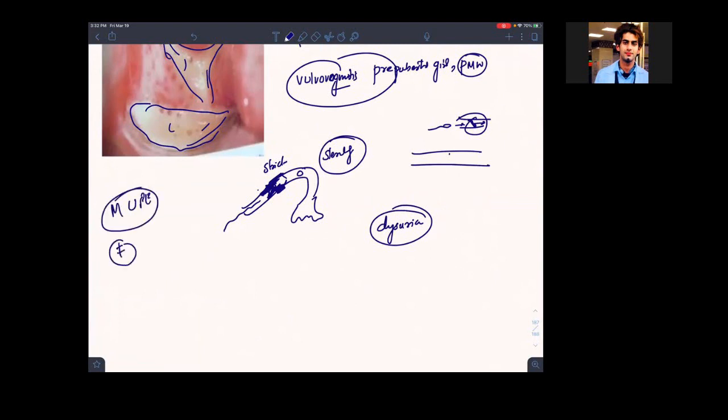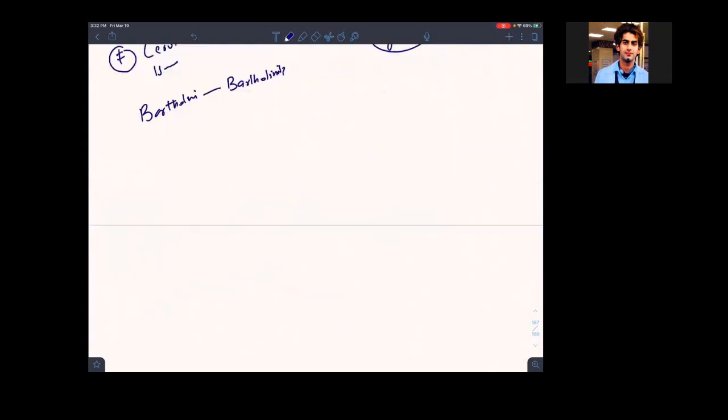Females: cervix, then urethra, then Bartholin glands. Females have Bartholin glands, and Bartholinitis I will be teaching in the gynecology part, in the gynecology video. But what is the primary site where the infection will start? Cervix. In males, where will the infection start? Urethra, and then prostate, then epididymis.